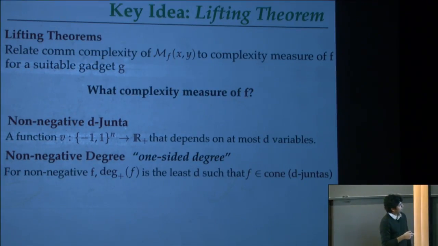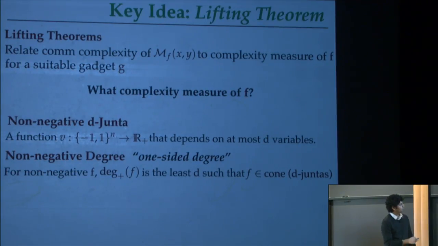For that, I'm going to define a non-negative d-junta. I'm pretty sure most of you have already seen this, but for the sake of completeness, a function on the Boolean hypercube of n dimensions is a non-negative d-junta if it depends on at most d variables and always takes non-negative values. Okay, simple. So the complexity measure is d. You said you are going to define complexity measures. So I'm defining. Okay, good.